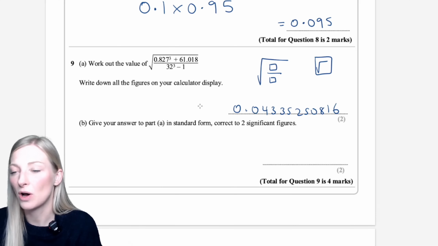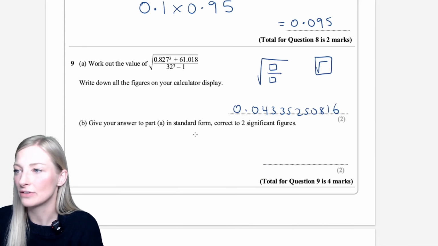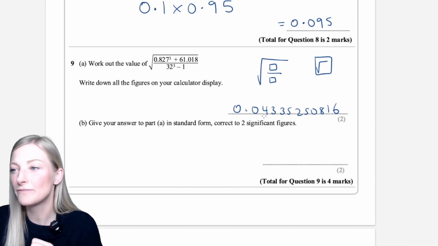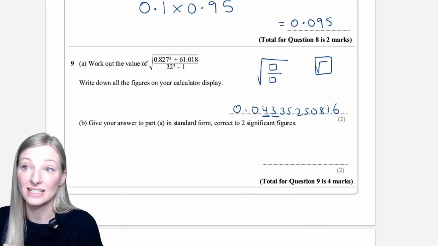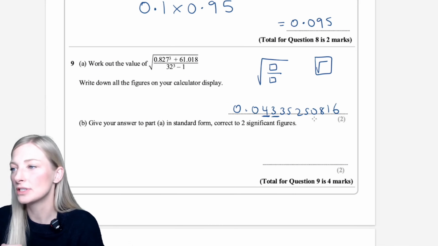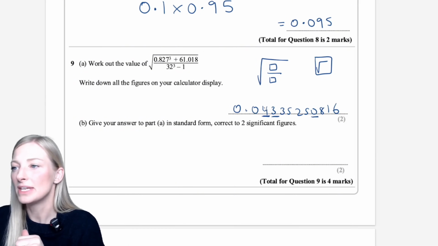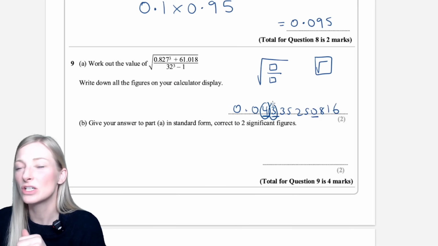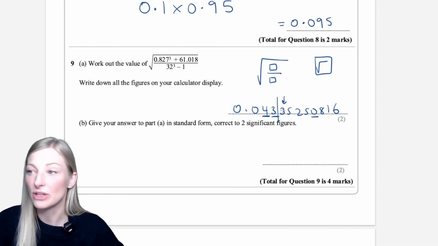Give your answer to part A in standard form, correct to 2 significant figures. So now we're having to write this in standard form and also round it. So rounding it to 2 significant figures, my first significant figure is that 4. And my second significant figure is the 3, because we only start counting significant figures when we reach a value that isn't 0. We do count zeros once we've already started counting significant figures. I then want to chop the number there, check the next value. So checking the next value is a 3, which would round down.